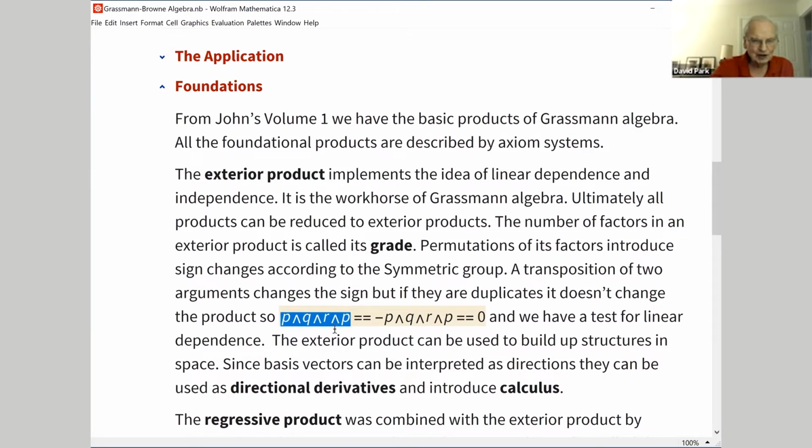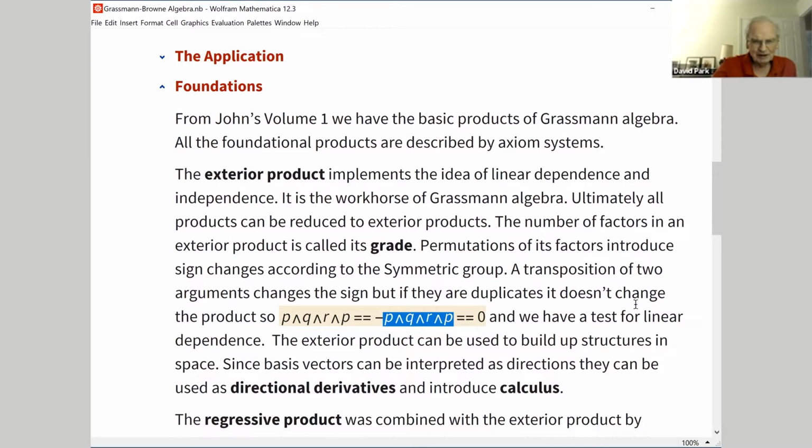And now if we exchange the 2 P's, then by the theory, by the symmetric group, we have to change the sign. A transposition will change the sign. But we still have P, Q, R, P. We have the same thing in both slots there. So a thing has to be equal to its negative, which means it has to be 0. And we have a test for linear dependence.